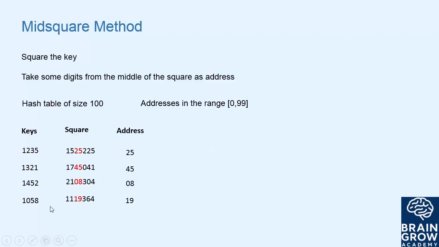Now if the keys are very large, then this square will be even more large. So in that case, we can take a portion of the key and perform mid-square method on that portion. For example, suppose we have 9-digit keys. We can take a portion of the key which contains first 4 digits or last 4 digits of the key and then square that portion.